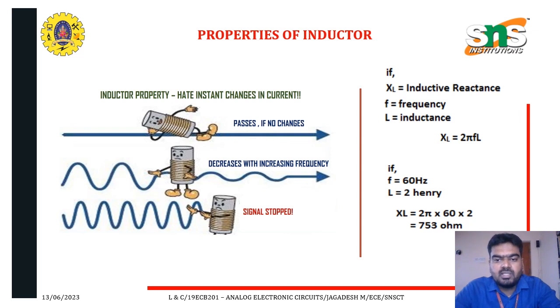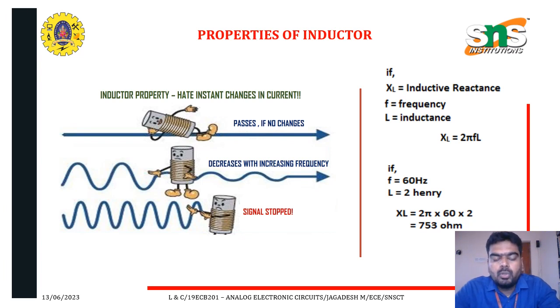The example is here on the right side of the slide. XL is the inductive reactance. What does inductive reactance mean? At some frequencies, the inductor has a reactive property, which means it will react, that is, it will oppose. XL is the inductive reactance of the inductor, and XL equals 2 pi FL, where F is the frequency and L is the inductance.